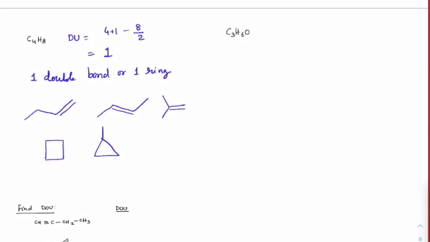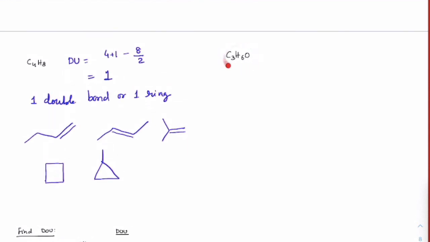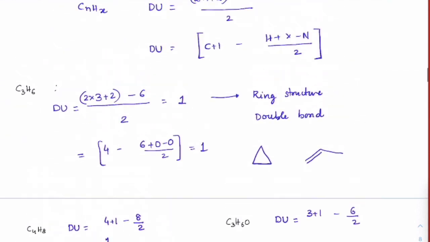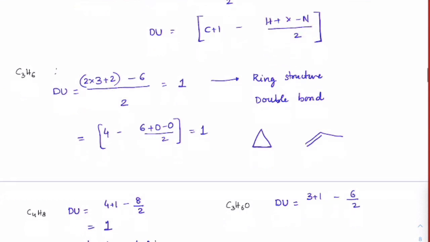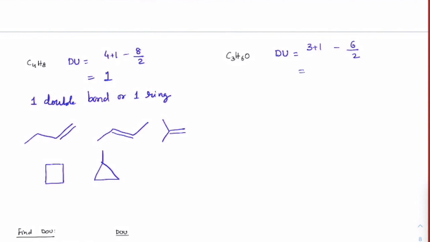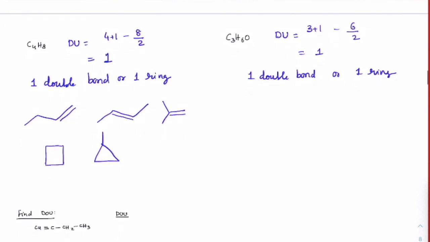Okay. Let me show you with one more example. If you have C3H6O, check out the degree of unsaturation. This is 3 plus 1 minus 6 by 2. In the formula, there is no significance of oxygen. Check out C plus 1, H plus X minus N by 2, what you will have. So therefore, we will have 4 minus 3, which means 1. So there is 1 degree of unsaturation. Now 1 degree of unsaturation is equivalent to 1 double bond, or it can be 1 ring form.